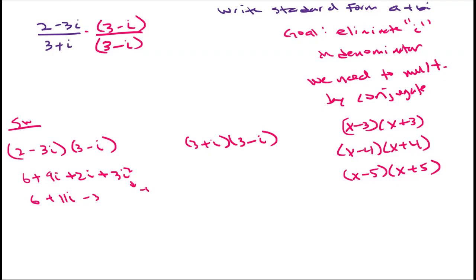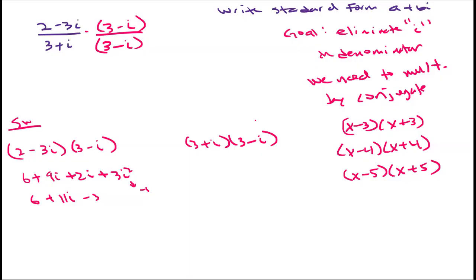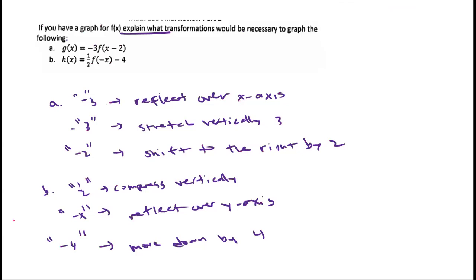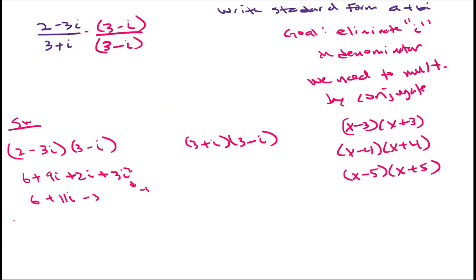Give me a second here. Okay, sorry about that. So 3i squared, and i squared is -1. 3 times -1 is -3. So we get 6 minus 3, which is going to give us a 3.